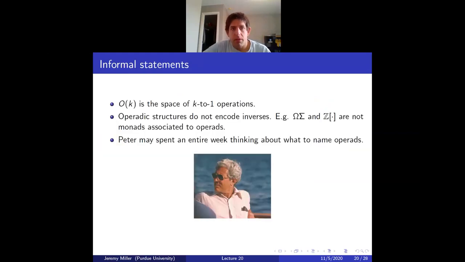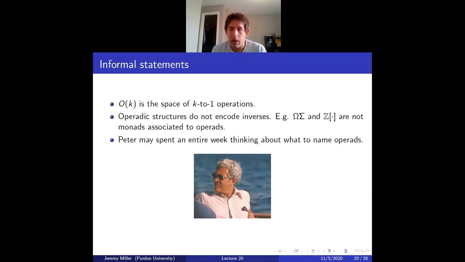Great. Okay, so some informal statements. I guess O(k) is the space of k to 1 operations. You should think that operadic structures can't be used to encode inverses. So that's why we're getting monoids instead of groups. Because somehow, if an inverse is like a -1 to 1 operation or something.